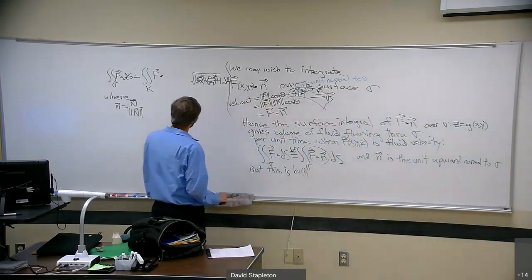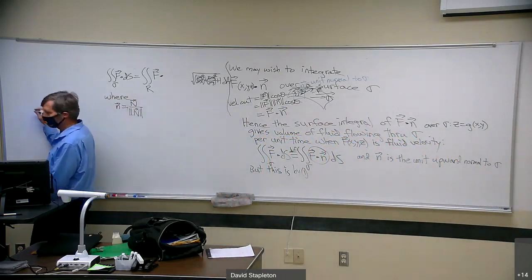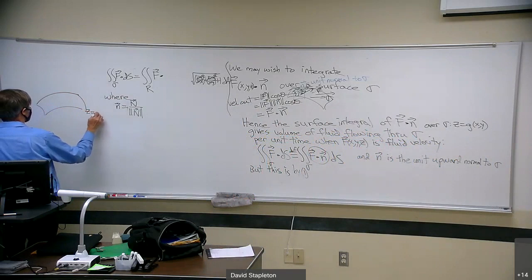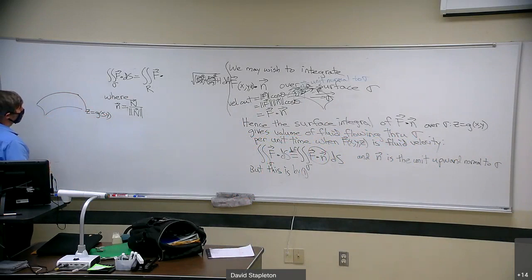So what is the unit upward normal? Here's how you can get it. If this is my surface, z equals g of x, y, this gets complicated here. You can think of this as parameterizing the surface. This projection down here, R. You increment x and y down here, partitioning this up.